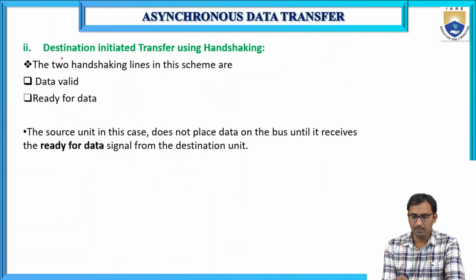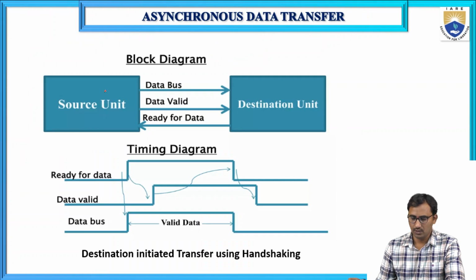Similarly, the second type is destination initiated transfer using handshaking. Here also we are using two control signals: one is data valid and the other is ready for data. Here you can see the block diagram, with the source unit and the destination unit. First the destination unit will send a ready for data signal to the source unit. That means the destination unit is ready to receive data from the source unit.